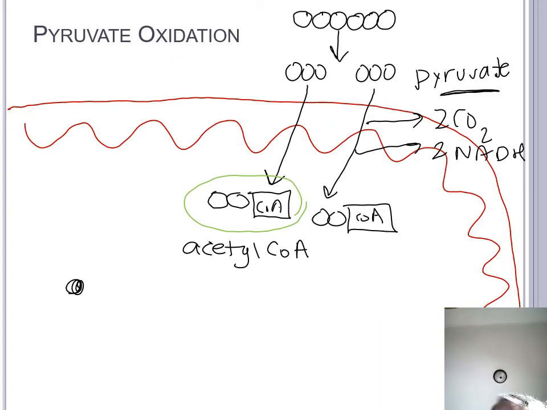So just walk through it again. We start off with our 2 pyruvate molecules. We're going to bring them into the mitochondrial matrix, and they are going to change into 2 acetyl-CoAs. And the process of taking the pyruvates from the cytosol and bringing them into the mitochondrial matrix is going to generate 2 carbon dioxides and 2 NADH molecules.